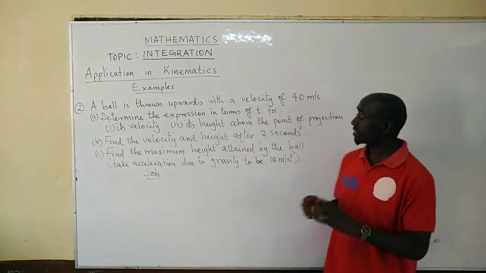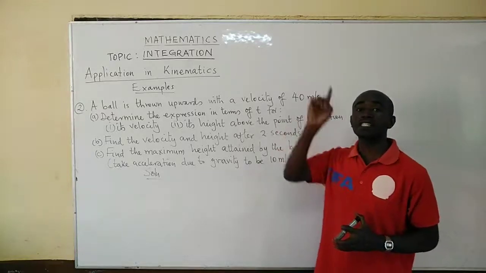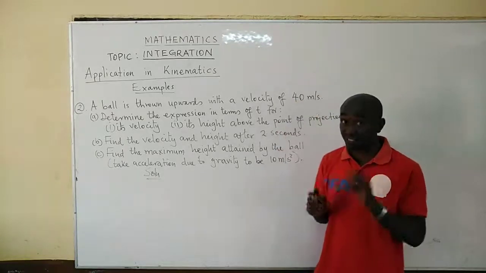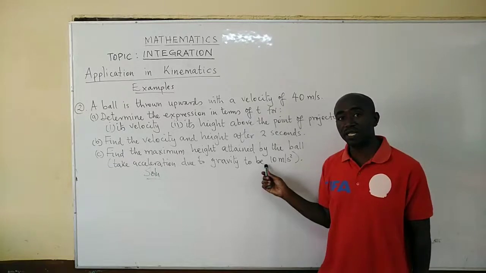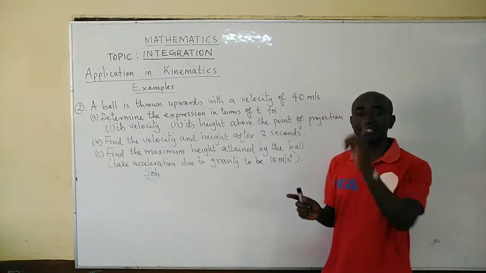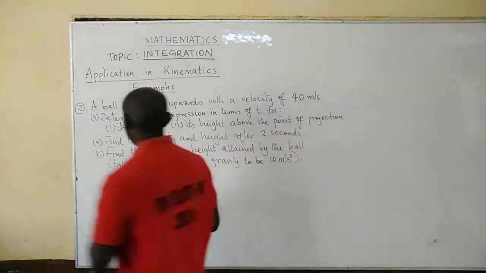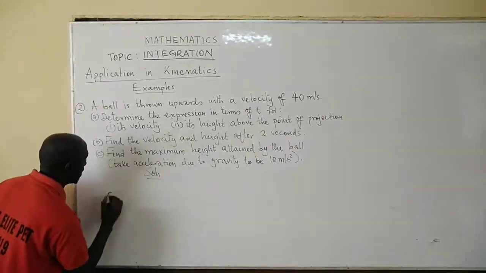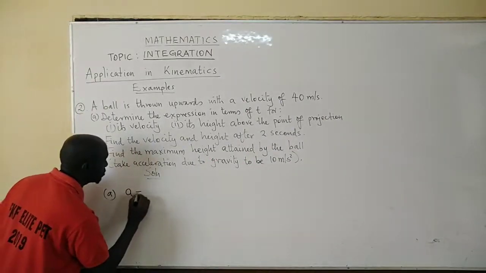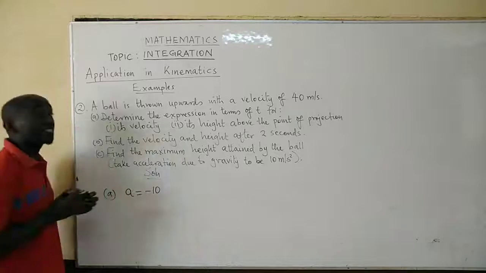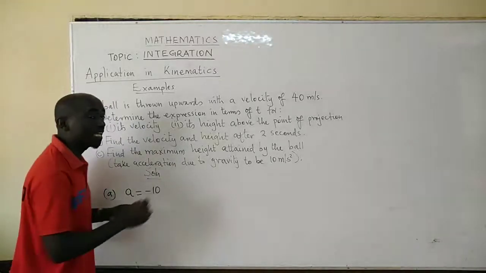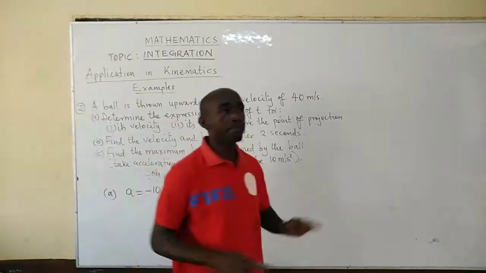In this case, since the body is moving upwards against gravity, the acceleration is taken to be negative 10 meters per second squared. So that is the starting point, my dear learner. a is equal to negative 10, and it is a constant. So we will not put t anywhere, just negative 10.